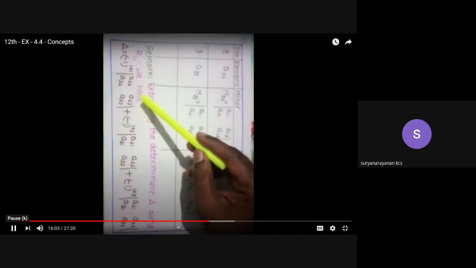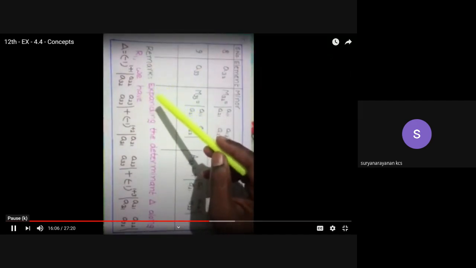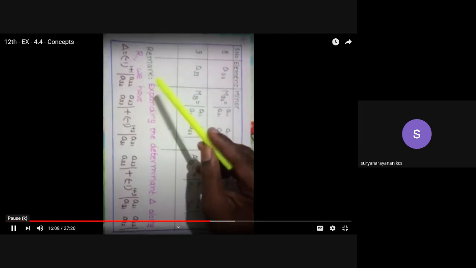Okay, please remember this point. Expanding the determinant delta along R1, we have, you know how to expand a determinant of a matrix along R1. Here we get (-1) to the power 1 plus 1, that A22, A23, A32, A33, plus (-1) to the power 1 plus 2, that A21, A23, A31, A33, plus (-1) to the power 1 plus 3, that A21, A22, A31, A32. Okay, my children, remember this expression, right?